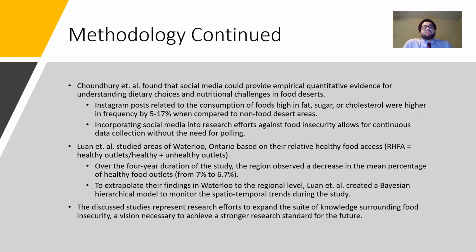Another study worth mentioning was conducted by Luan et al., which studied areas of Waterloo, Ontario based on their relative healthy food access, which was a metric that they created that measured the amount of healthy food outlets over the total number of outlets in an area. Over a 4-year duration, they observed that the mean percentage of healthy food outlets decreased by 0.3%. While this percentage might be low, if seen in a larger area, it could be significant to the population. So to study this, they extrapolated their findings from Waterloo to the regional level and created a Bayesian hierarchical model to monitor the spatiotemporal trends of their findings from their study.